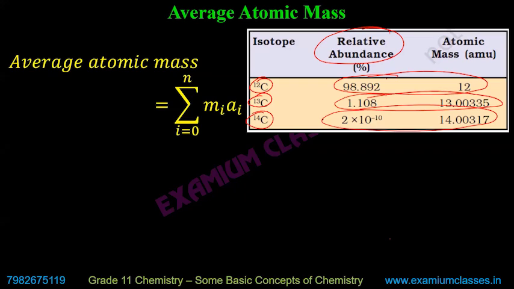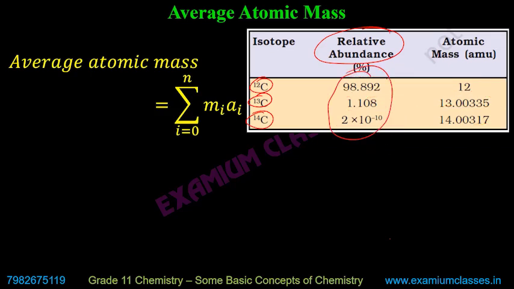Can you please tell what the relative abundance was once again? Relative abundance is out of 100%, what is their percentage? If you have 100%, this total will be 100%, out of which 98.892 is carbon-12, then carbon-13, carbon-14. So how will you calculate it? You will use percentages as fractions.